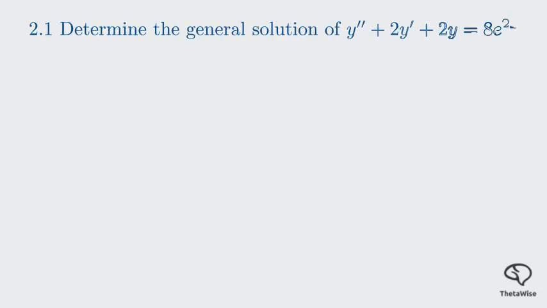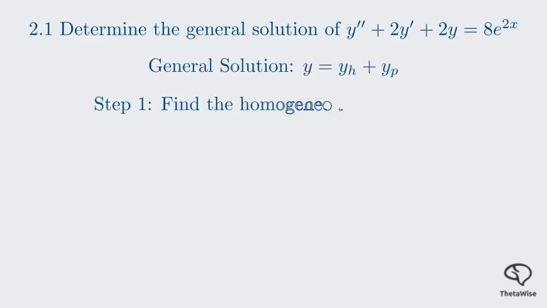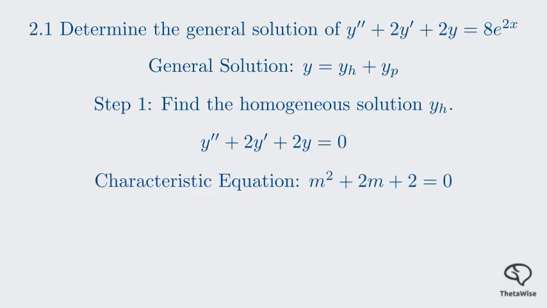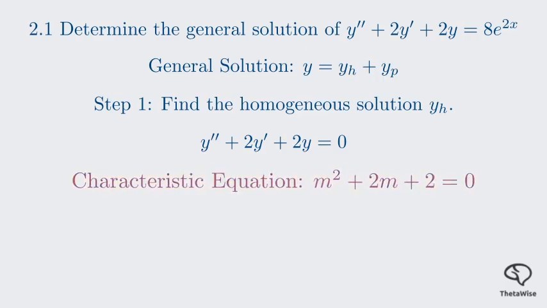2.1. The equation is y'' plus 2y' plus 2y equals 8 times e to the 2x. As discussed, the general solution is y equals y_h plus y_p. We'll start by finding the homogeneous solution, y_h. For y_h, we set the right side of the equation to 0. y'' plus 2y' plus 2y equals 0. To solve this, we form the characteristic equation. The characteristic equation is m squared plus 2m plus 2 equals 0.